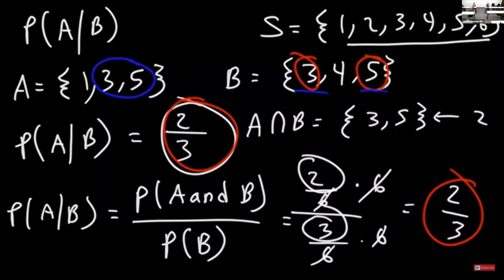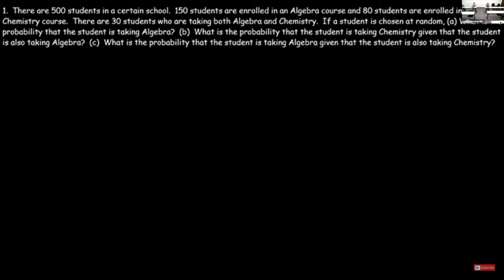But now let's look at some more example problems. There are 500 students in a certain school. 150 students are enrolled in an algebra course, and 80 students are enrolled in a chemistry course. There are 30 students who are taking both algebra and chemistry. If a student is chosen at random, what is the probability that the student is taking algebra?